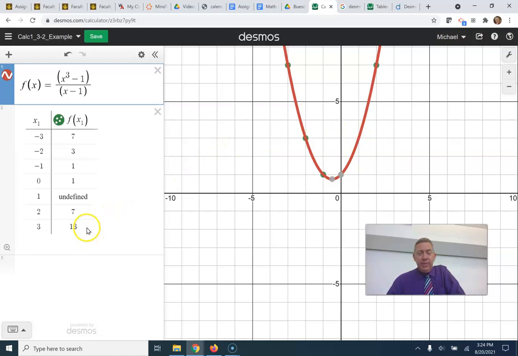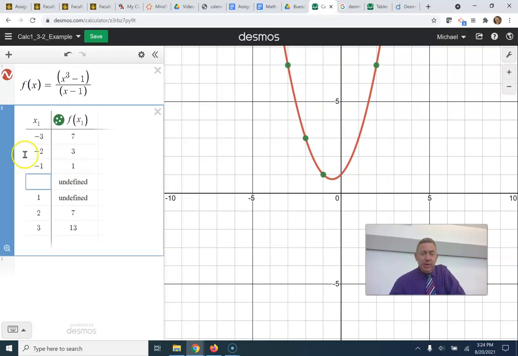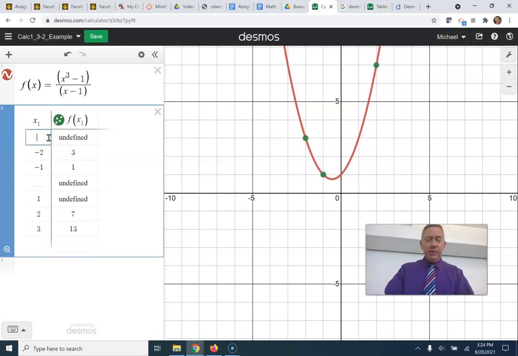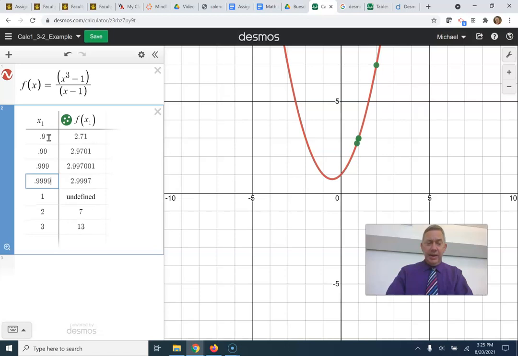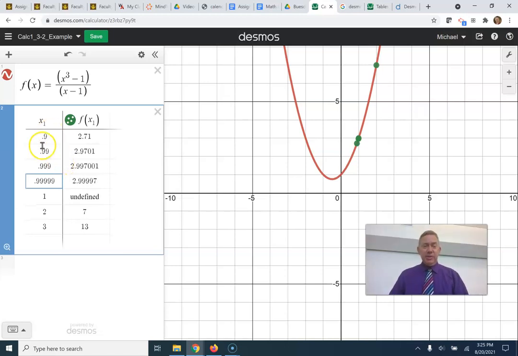The other way to look at it is what happens when you do get close to 1. What are some numbers that are close to 1? I'm going to delete all of this table. Some numbers that are close to 1: 0.9 is close to 1. 0.99 is even closer to 1. 0.999 is really close to 1. 0.99999. They're very, very close to 1.